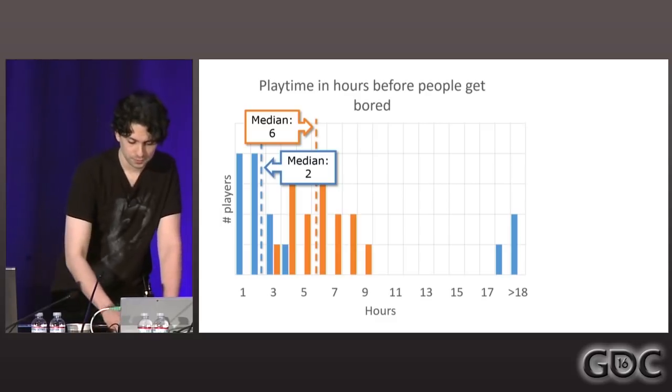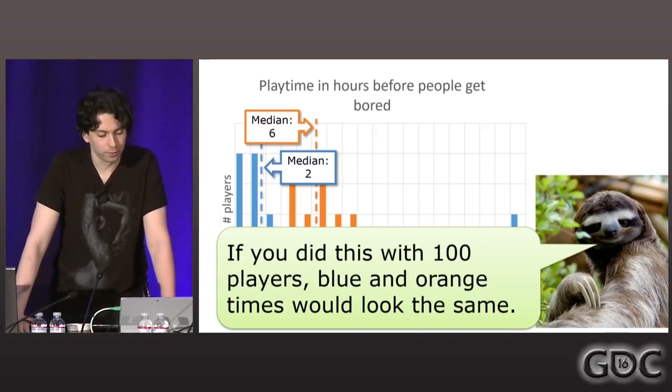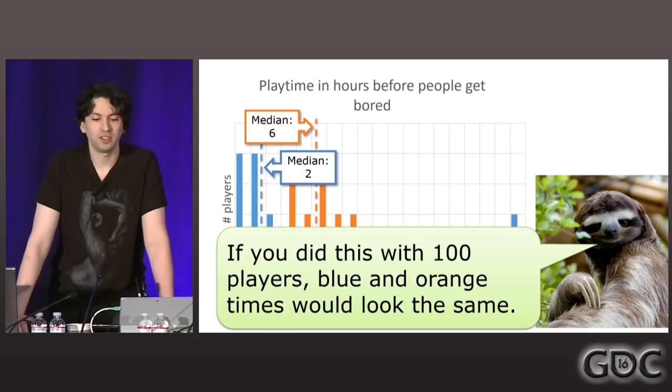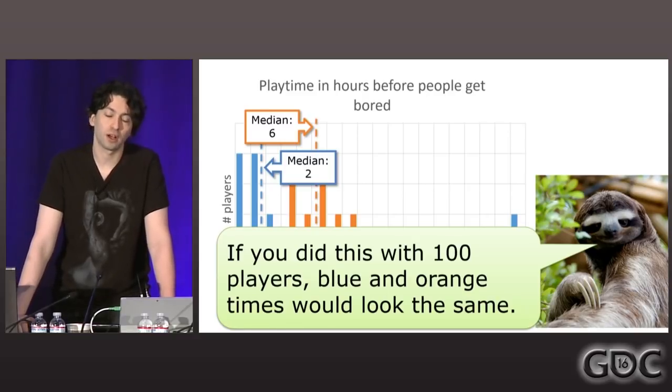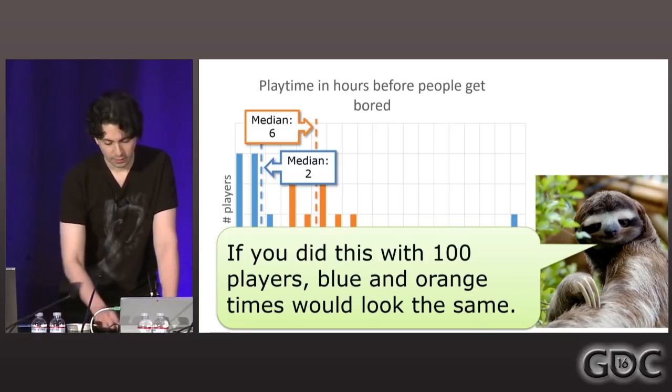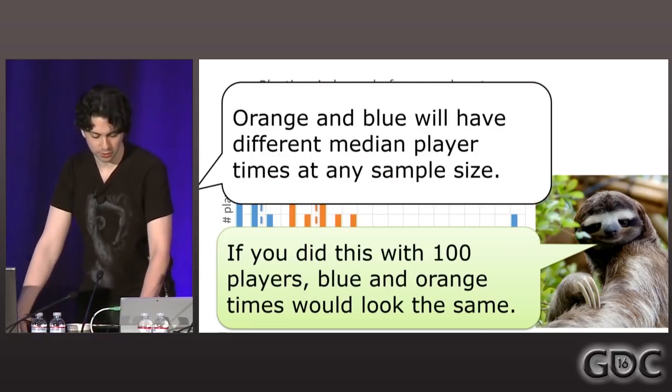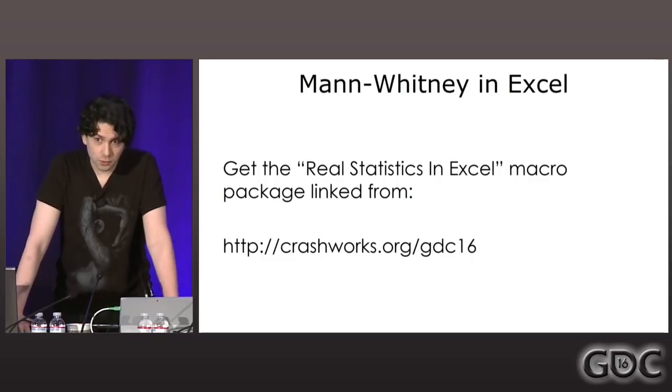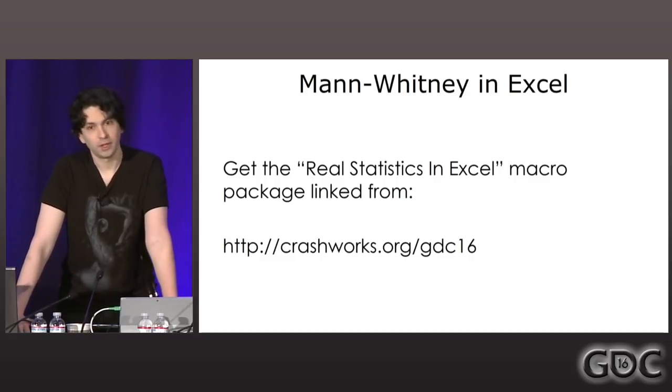Now, Fred, always the sourpuss, is telling me, well, this is because we only tested it in like a dozen people. And if you did this with 100 players, the two puzzle play times would look more or less the same. I'm like, no, we can math our way out of this one. The test for this one is the Mann-Whitney test. It is, once again, an Excel macro that I've linked to.